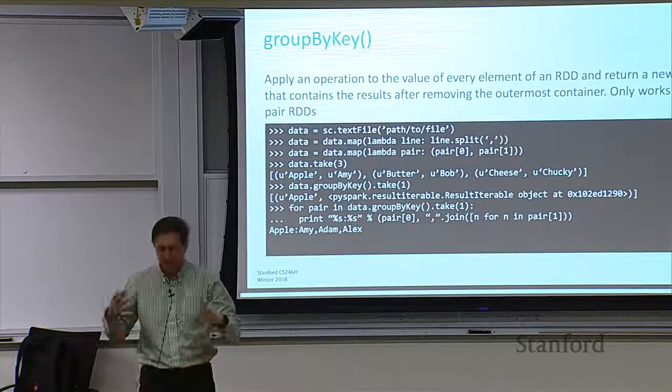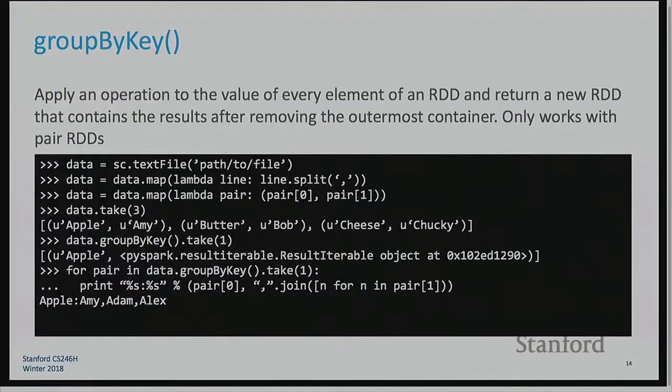All right, groupByKey. GroupByKey is a very useful operation. In Spark, there are two classes of operations, and we'll talk about this in detail in 246H: wide operations and narrow operations. Without getting too deep into the guts of it, a narrow operation can happen without a computation, but a wide operation actually has to do a computation. If you think about MapReduce, the reduce that follows the map causes a shuffle and sort. A wide operation causes a shuffle and sort.